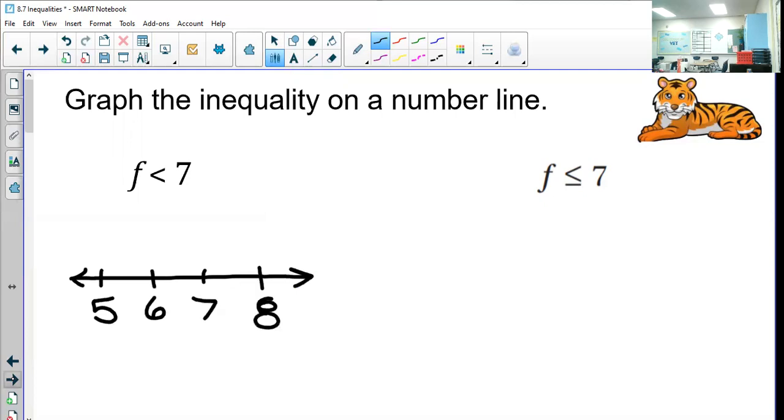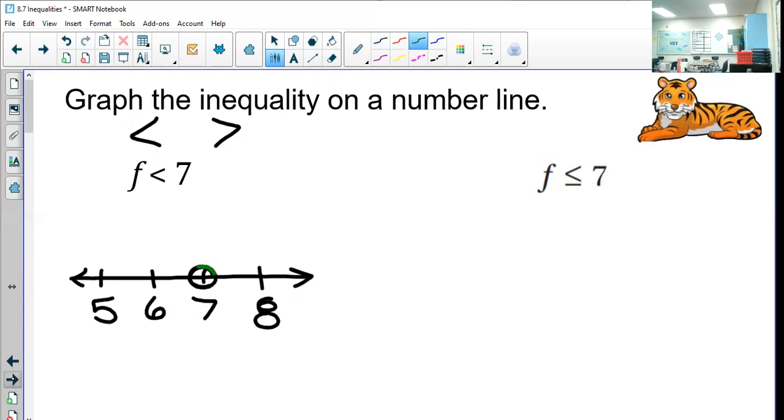Now, if you are using just a regular less than or greater than, so we're talking about these two symbols right here, when you graph, you use an open circle, because we are not trying to include that number. It is not equal to, right? So we cannot shade in 7 because this is not equal to 7. It is only going to be less than 7.